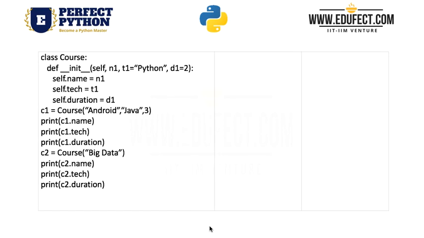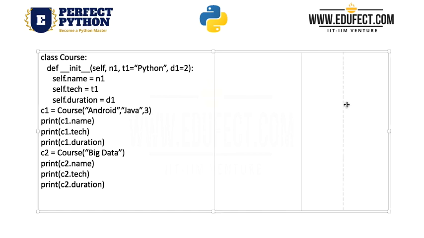Now what are we doing here? So here we are doing something very interesting, and we are giving some default values. So remember we had learned about default values in functions. So here this constructor has three parameters, but for T1 and D1 we have given default values of Python and 2. So if we draw out the object, how does it look for us? So the course has three attributes: name, tech and duration.